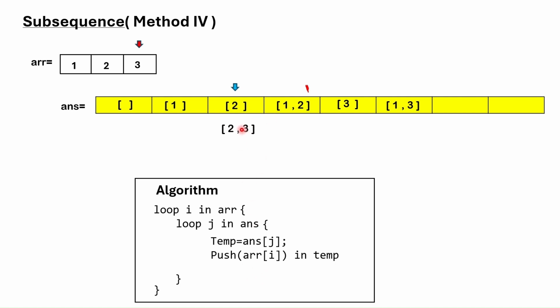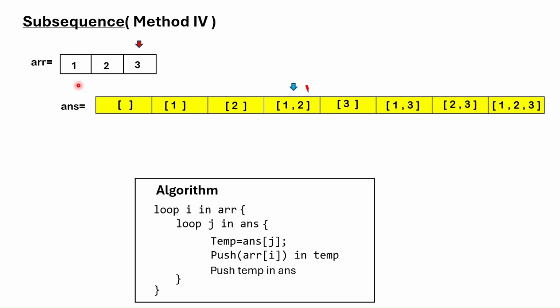And then we push this in our answers array. So we will push the temporary array in our answers array and then we will move this pointer. Now again look, we will copy the jth index in a temporary array and then we will push the ith index in this array and then we will push this temporary array in our answer.